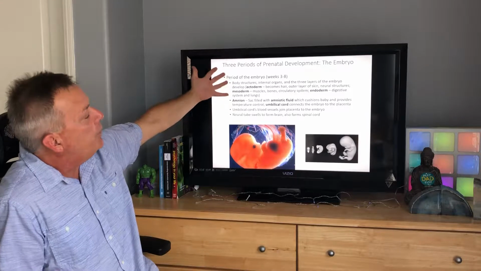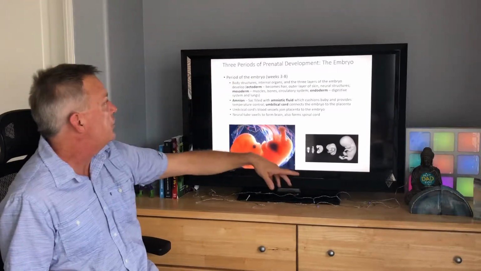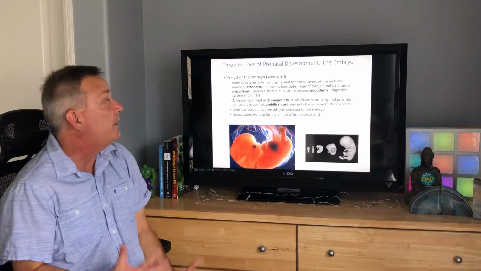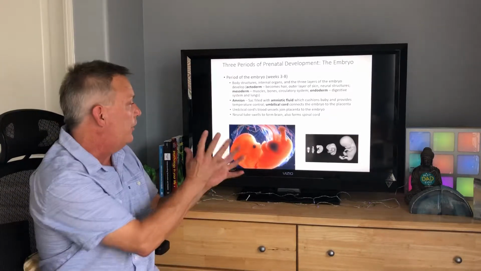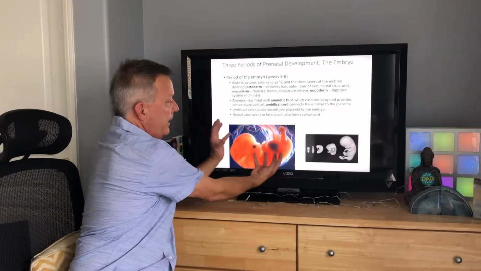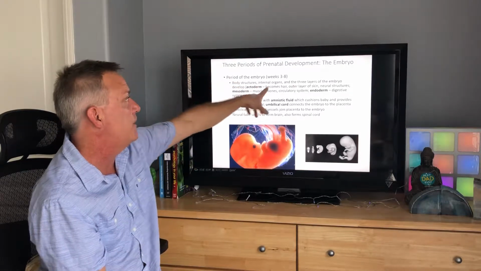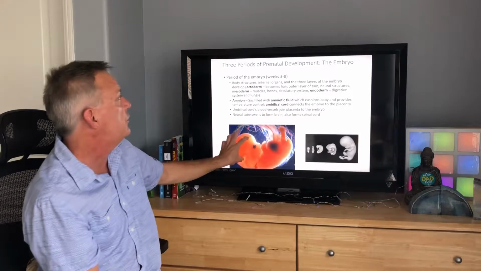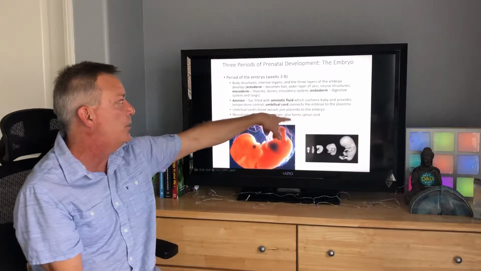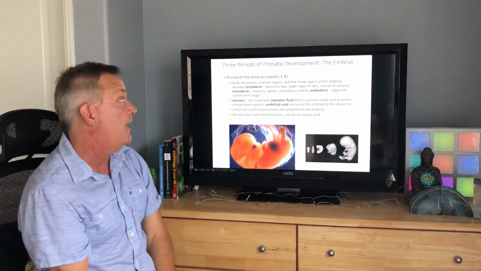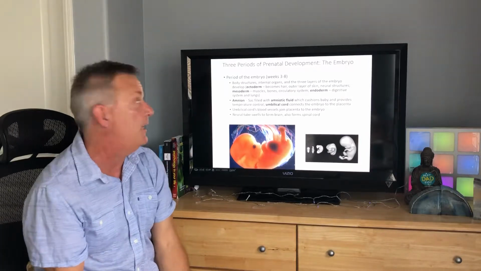Body structure period, the embryo is next, weeks 3 to 8. Here's some pictures of that. Body structures, internal organs, and 3 layers of the embryo develop. It's really starting to develop into what looks like a kid here, a little baby. The ectoderm becomes the hair, outer layer skin, and the neural structures. The mesoderm becomes the muscles, bones, and circulatory system. And the endoderm becomes the digestive system and the lungs.